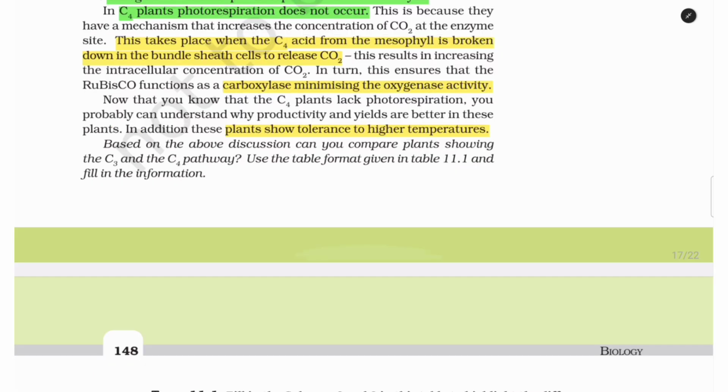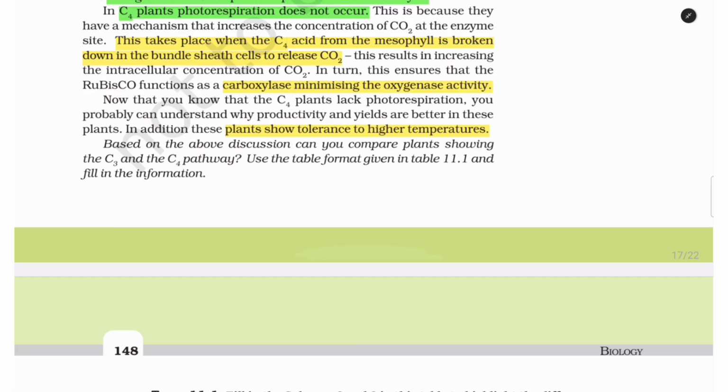In C4 plants, photorespiration does not occur. This is because they have a mechanism that increases the concentration of CO2 at the enzyme site. This takes place when the C4 acid from the mesophyll is broken down in the bundle sheath cells to release CO2. This results in increasing the intracellular concentration of CO2. तो ऑक्सीजन है ही नहीं कि वो Rubisco के साथ bind करेगा. In turn, this ensures that the Rubisco functions as a carboxylase, minimizing the oxygenase activity.